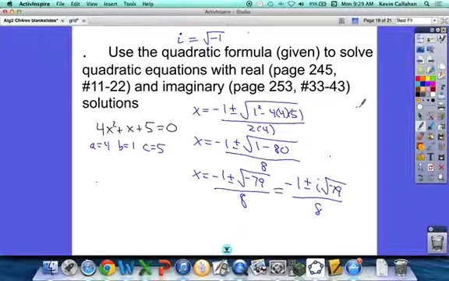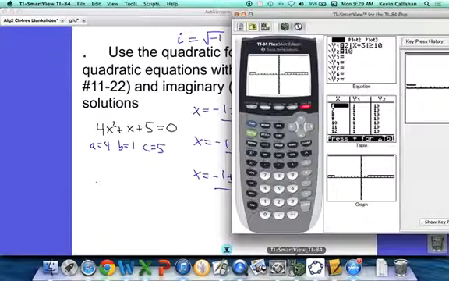So how many of you feel comfortable storing A, B, and C and then using the quadratic formula that way? Not too many? A few? If you're going to do it that way, remember that you've got to have your calculator in the right mode.